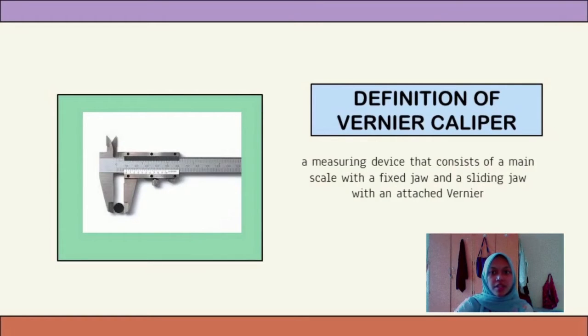Next is a vernier caliper. Vernier caliper is a measuring device that consists of a main scale with a fixed jaw and a sliding jaw with an attached vernier.